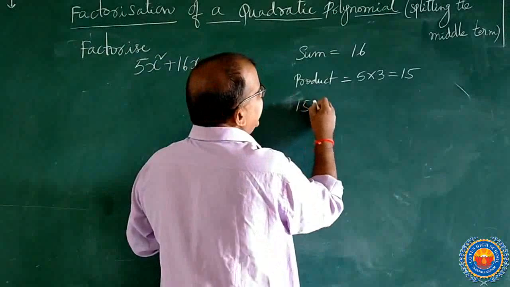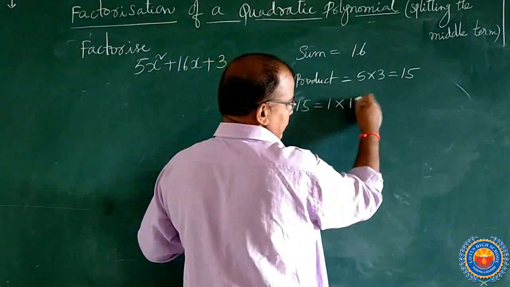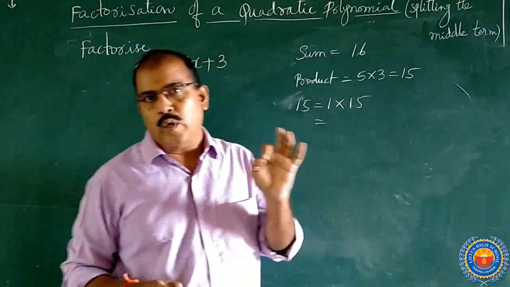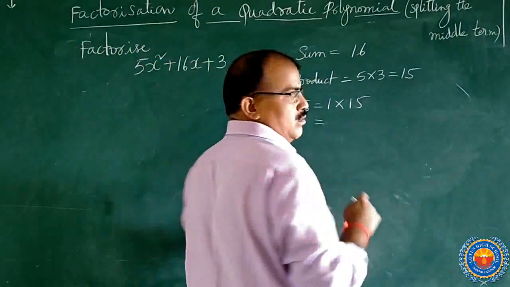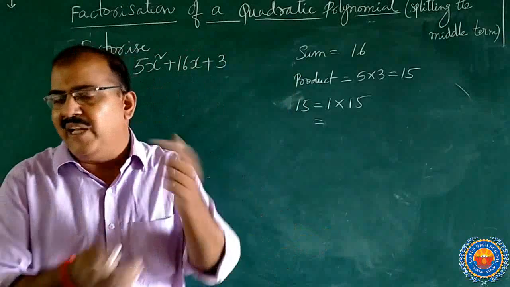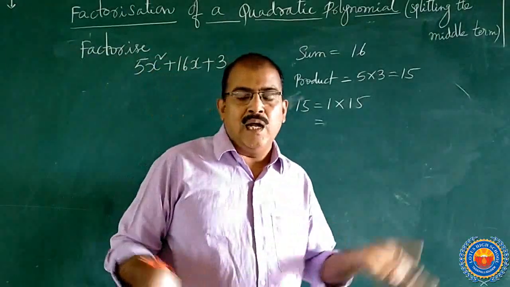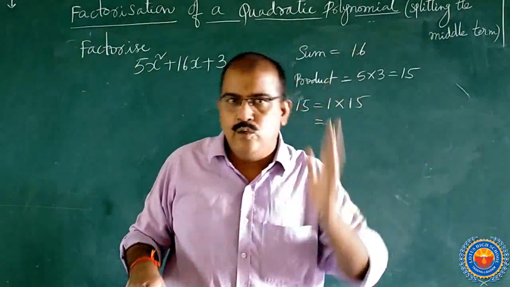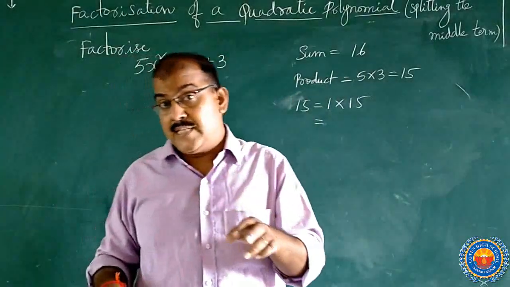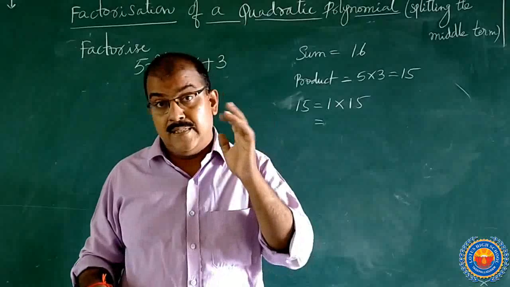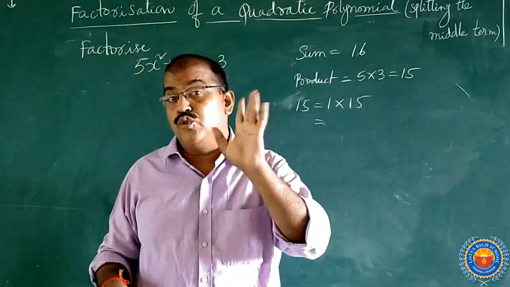Factorization: 15 is equal to 1 into 15. And 15 is not divisible by 2, it is not there in the 2 table. Understand? Very, very important: divisibility rules. All of you practice, after watching this video, once you go through the divisibility rules.